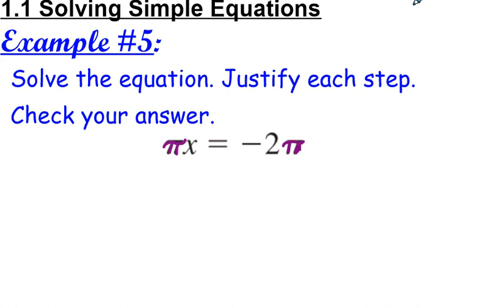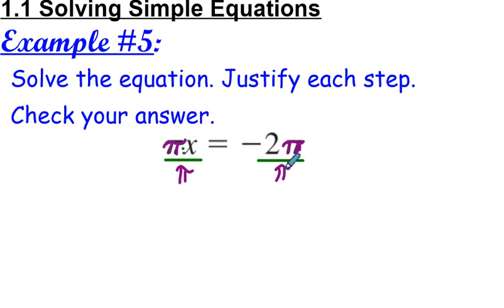Go back to those 4 operations, addition, subtraction, multiplication, and division, and just ask yourself, how do I undo, in this case, the way that pi is tied onto x is multiplication. So how do you undo multiplication? Of course, division. So divide both sides by pi, and that will get x by itself.